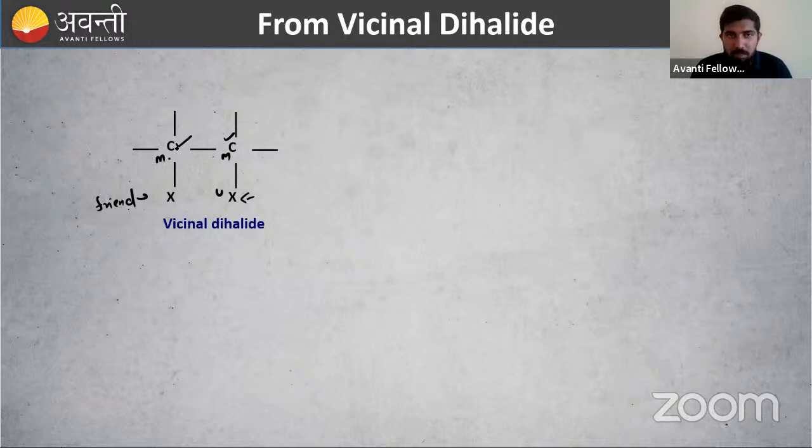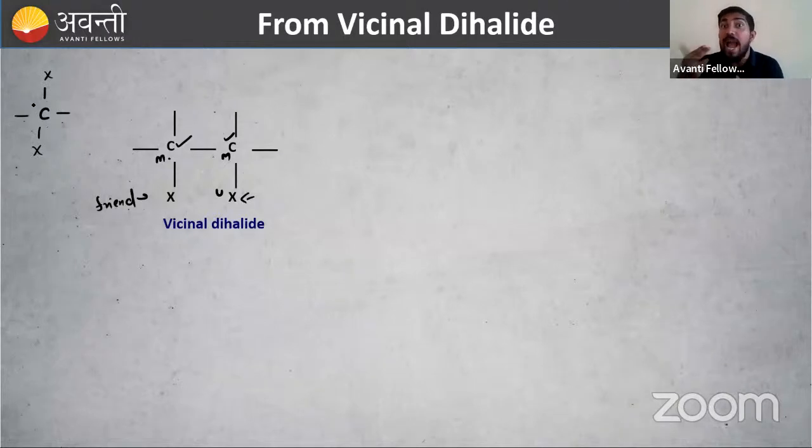They are neighbors. Then what is geminal dihalide? Geminal means this is your mother, then two children, two sons, two daughters. So that is known as geminal dihalide. Two halogens are attached to the same carbon. That is known as geminal dihalide. So this is our vicinal dihalide. Okay, so vicinal dihalide, that is clear.